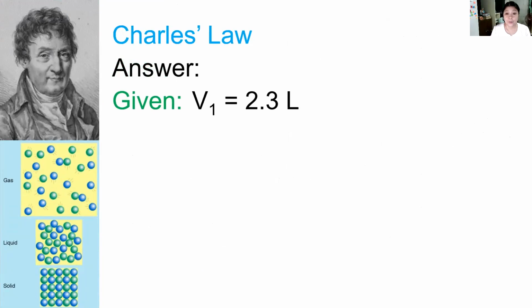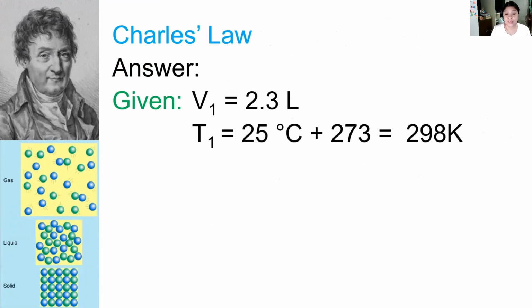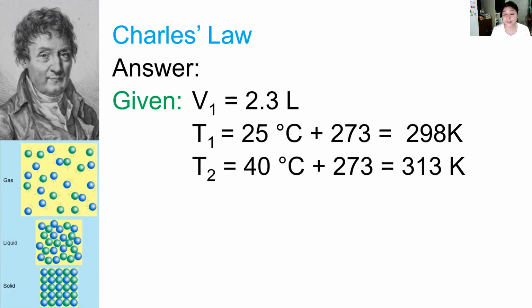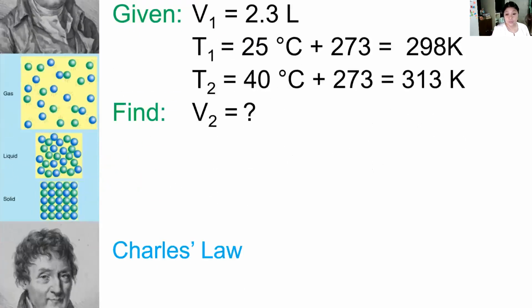Our given is V sub 1 is 2.3 liter. T sub 1 is 25 degrees Celsius plus 273. It is equivalent to 298 Kelvin. T sub 2 is equivalent to 40 degrees Celsius plus 273 equals 313 Kelvin. And we're going to find V sub 2.